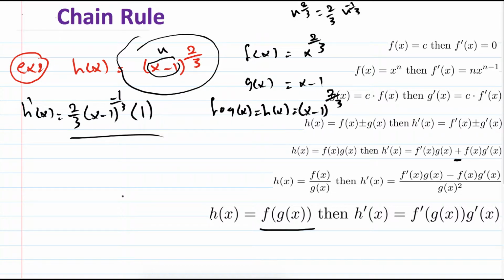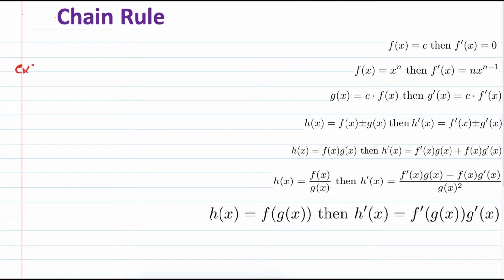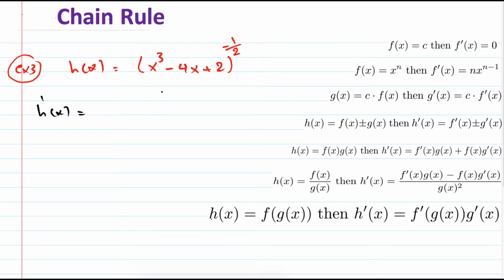Let's delete all this and let me give you another example. Example 3. Suppose I have h of x equal to x cubed minus 4x plus 2, raised to a power of minus 1 over 2. I have this function and I want to find h prime of x. So h prime of x actually equals, first of all, identify f of x and identify g of x. This big function is f of x. The little function inside it is g of x.